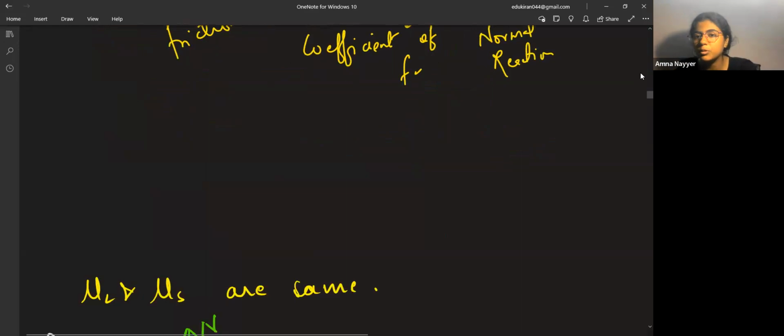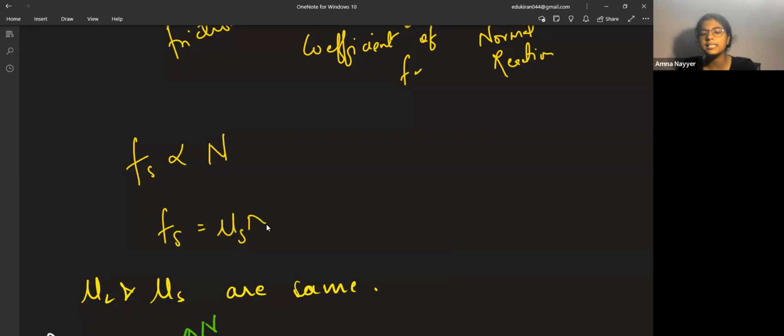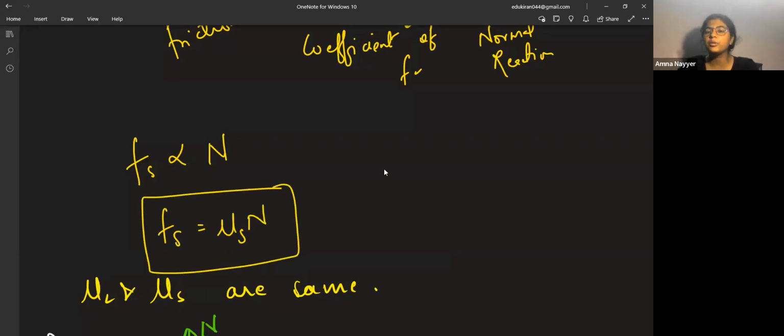Now, what is mu S from here? Mu S is the same thing. This is the coefficient of static friction. So static friction is also directly proportional to normal reaction. So static friction is equal to mu S N. So the actual values of mu S and mu L are both the same. All right, this is your limiting friction.